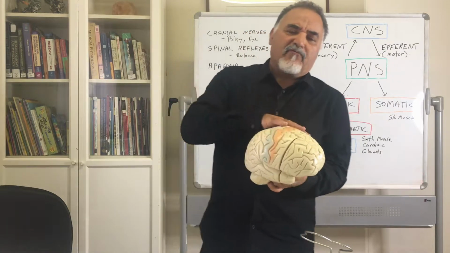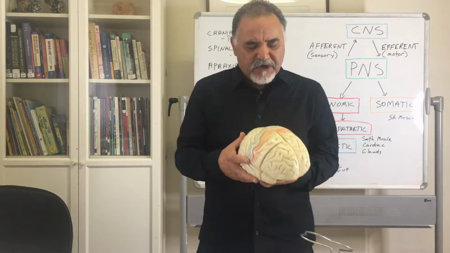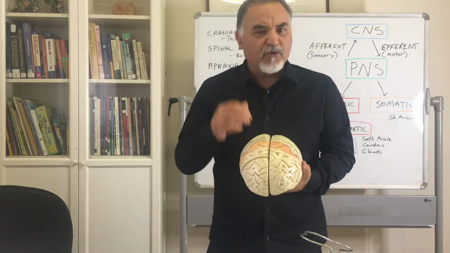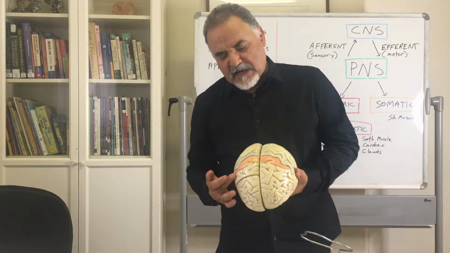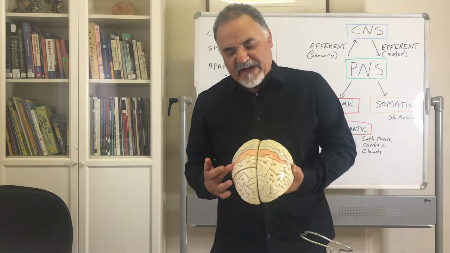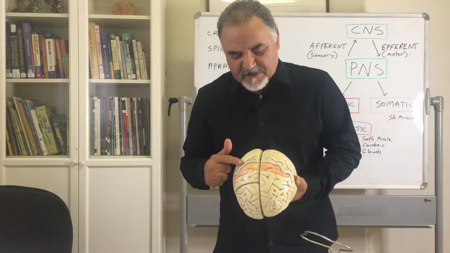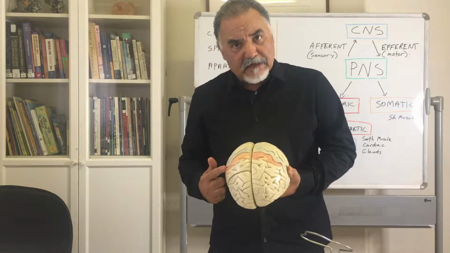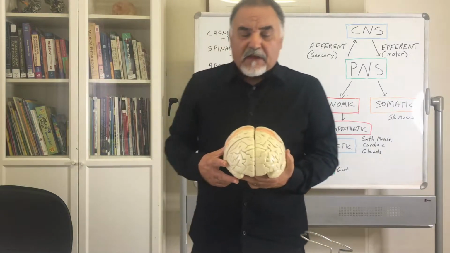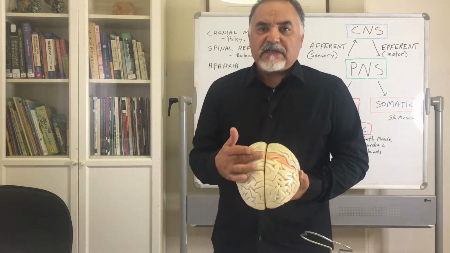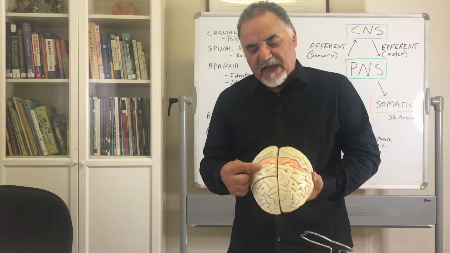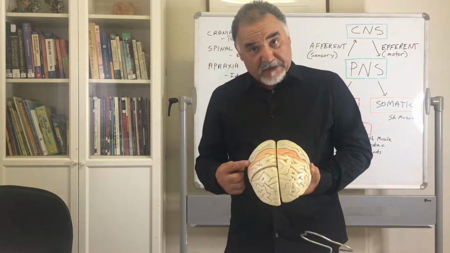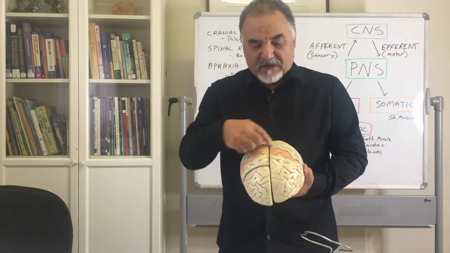When we look at the parietal lobe, we do see in this model of the brain 2 regions. There's a region here in the parietal lobe that is coloured in red, and a region behind that that is coloured in blue. This region in the front is called the motor cortex, and the region posterior to that is called the sensory cortex.